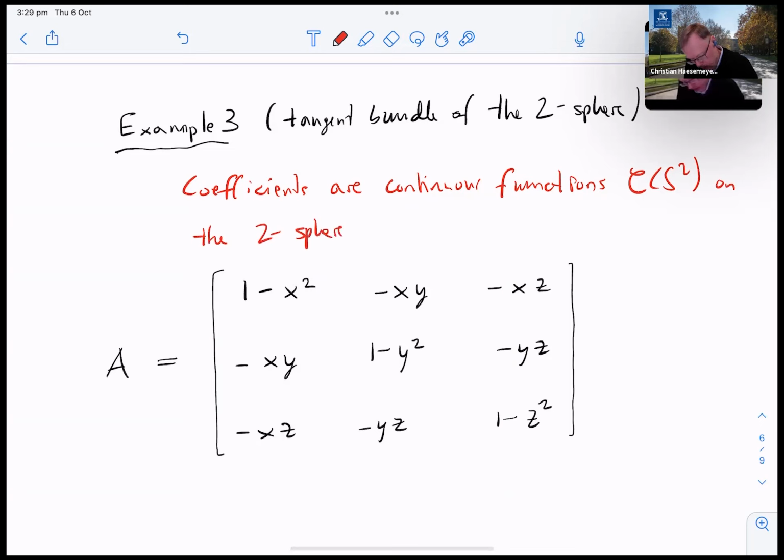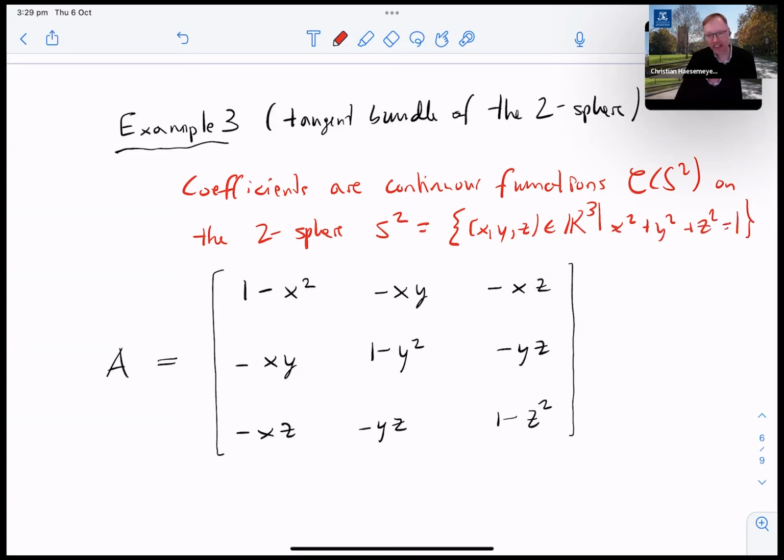And I want to consider the two sphere with its usual embedding. So it's going to be x, y, z in R3, such that the length is 1. So x squared plus y squared plus z squared equals 1. And if I do that, in particular, x, y, and z are functions on the two sphere, right? I just send a point on the two sphere to its x, y, or z coordinate. So this matrix does in fact have coefficients in this ring of continuous functions on the two sphere.